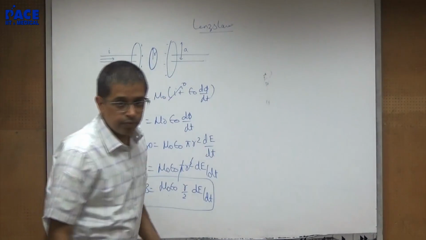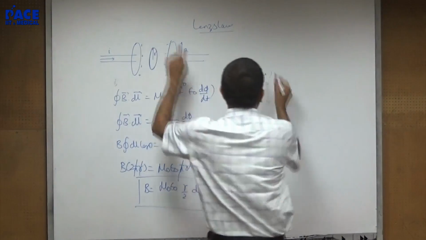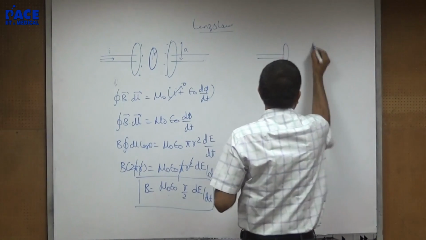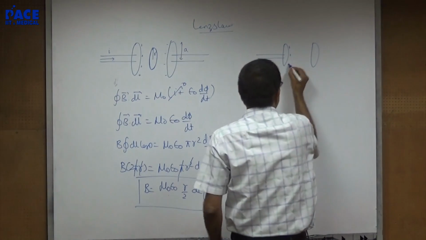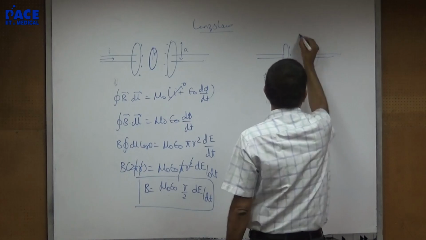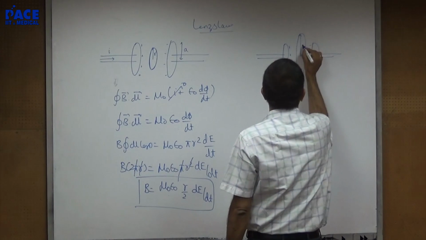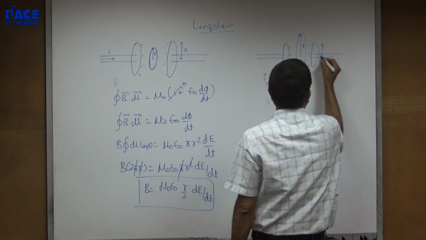Opposes the cause. What if I want the value outside the two parallel plates? This is a positive charge, this is a negative charge. I want the value outside the two parallel plates.